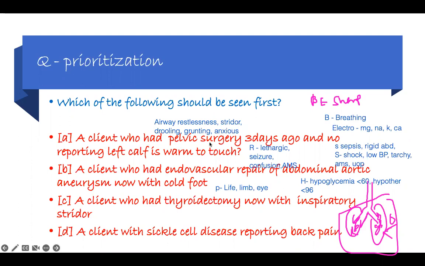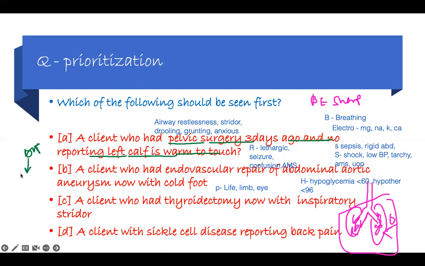A client who had surgery 3 days ago, now reporting left calf is warm to touch. There's a clue here. Surgery, and then calf is warm to touch. Where did he have the surgery? This is how you break down the question. Pelvic surgery. How did somebody have a pelvic surgery and his leg is warm 3 days later? We did not do anything to the leg or the calf. This is a sign of DVT. So this patient has DVT.